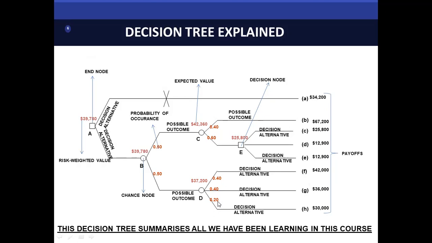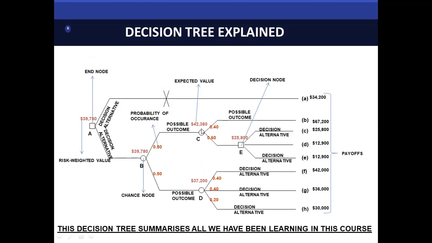occurrence. Now remember, we said that the sum total of all the probabilities at a chance node must sum to 1. So if we add 0.4 plus 0.4 plus 0.2, it will give us 1. That is the sum total of all the probabilities at the chance node. So you must always look at that.